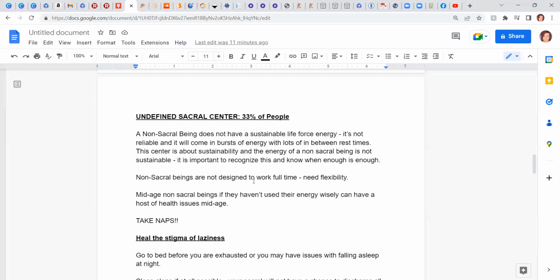And we live in a generator planet. So the generators are going to look at the non-sacral beings and say, why are you so lazy? Well, projectors are like, I need to rest because I'm tired. I don't have consistent life force energy. So I need to rest so that I can keep moving throughout my day.